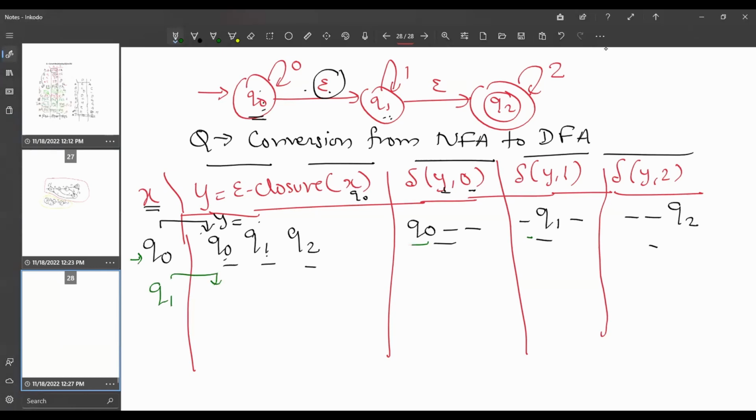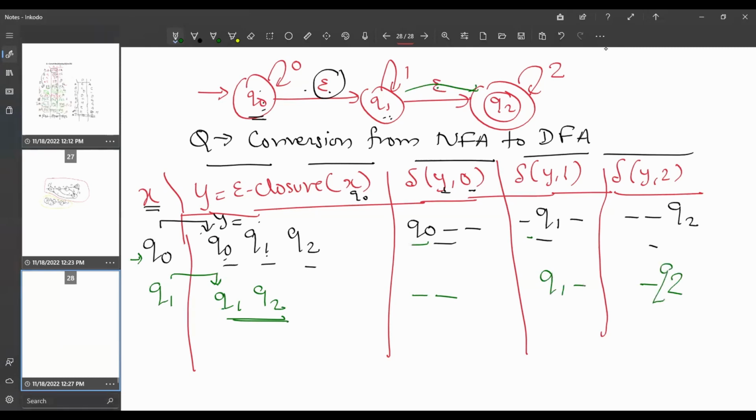The first step is to include Q1 as it is. Now we have to find out where Q1 goes on epsilon. Q1 on epsilon reaches Q2, so Q2. Now this will become Y. Now Y on 0: Q1 on 0 is not going anywhere, Q2 on 0 is not going anywhere. Now Y on 1: Q1 on 1 goes to Q1, Q2 on 1 is not going anywhere. Now Y on 2: Q1 on 2 is not going anywhere, Q2 on 2 goes to Q2.